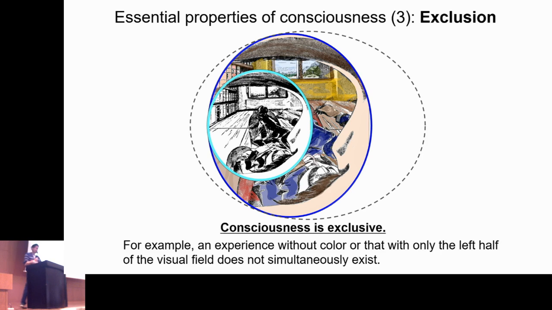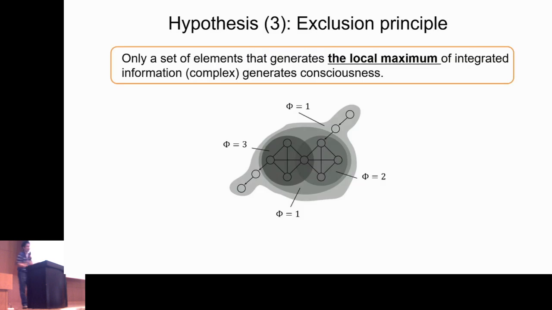Consciousness is exclusive. That's the third essential property. And again, this is a very controversial hypothesis. Only a set of elements that generates the local maximum of integrated information, which is called a complex, generates consciousness. So what does that mean?